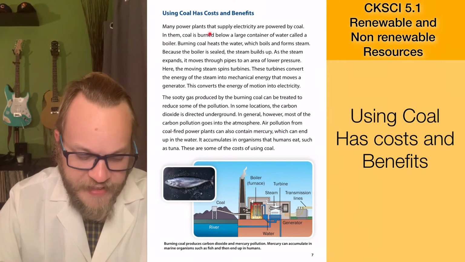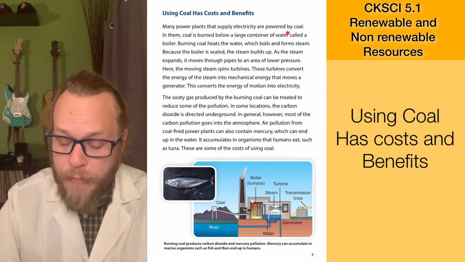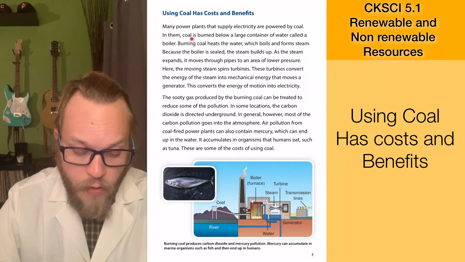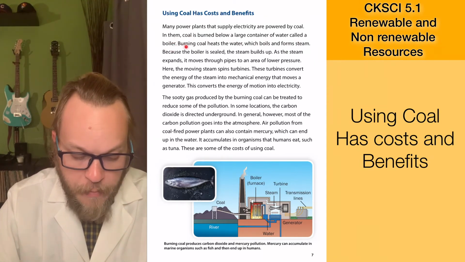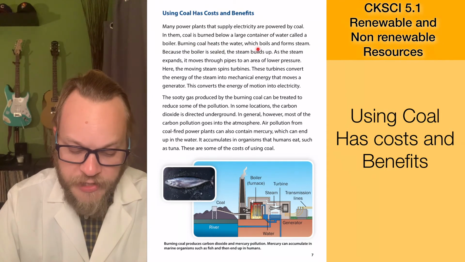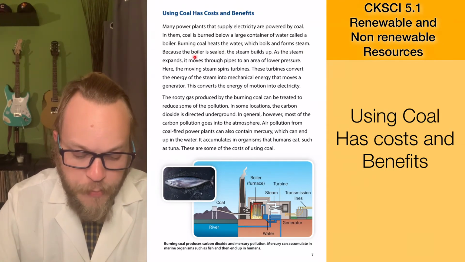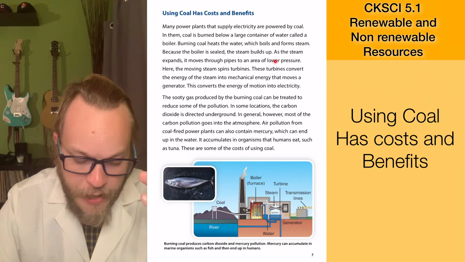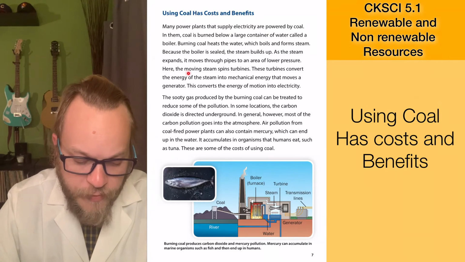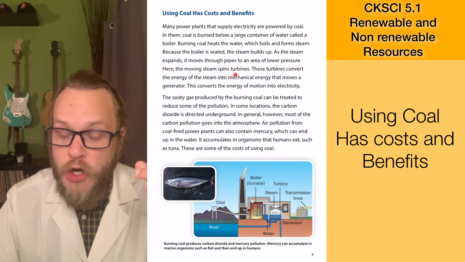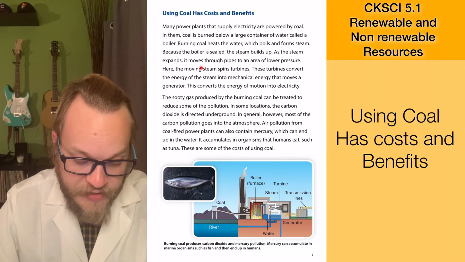Many power plants that supply electricity are powered by coal. In them, coal is burned below a large container of water called a boiler. Burning coal heats the water, which boils and forms steam. Because the boiler is sealed, the steam builds up, and as that steam expands, it moves through pipes to an area of lower pressure. Here, the moving steam spins turbines. These turbines convert the energy of the steam into mechanical energy that moves a generator.